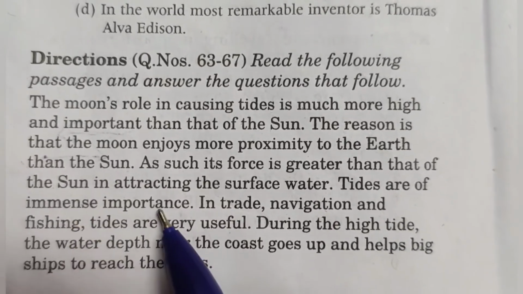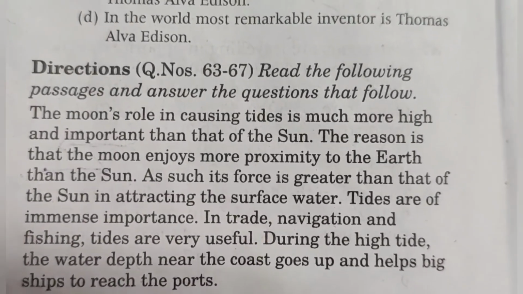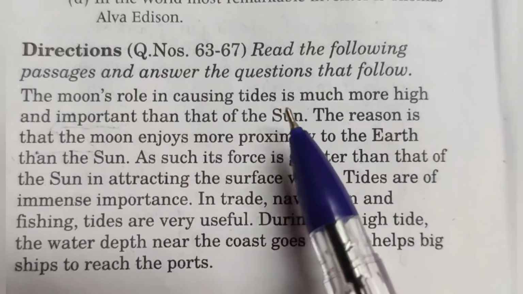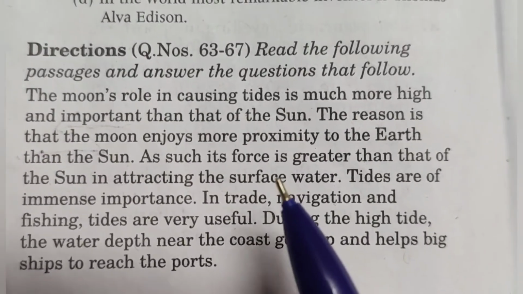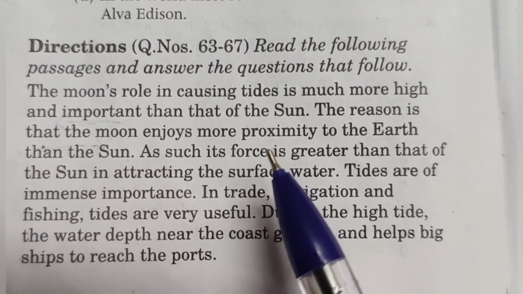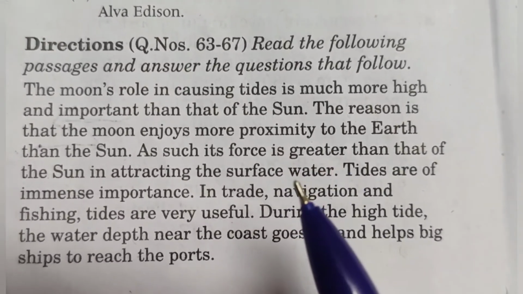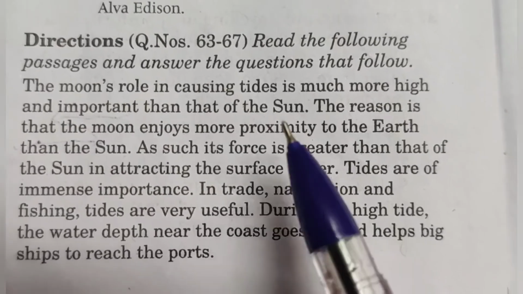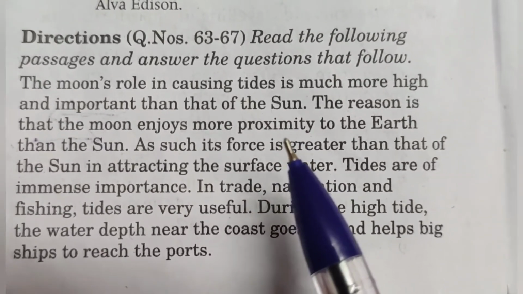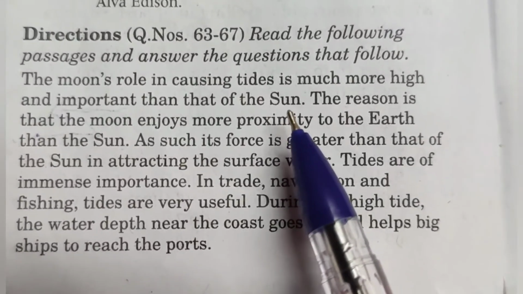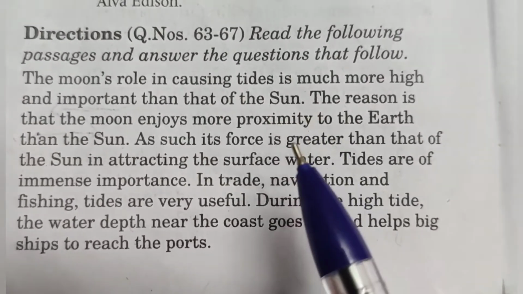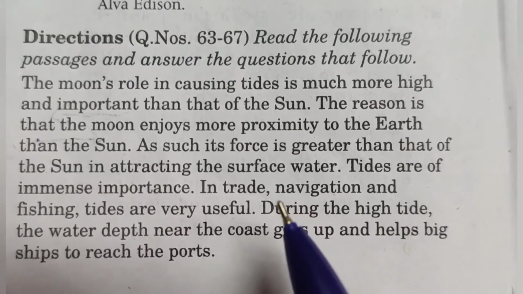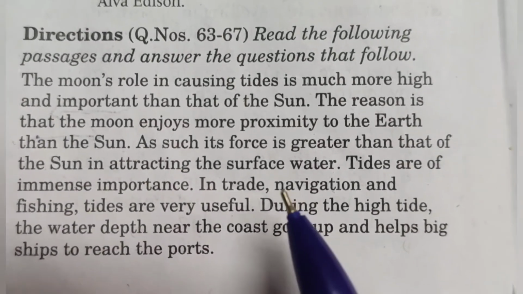Tides are of immense importance. Tides means waves in the sea. Moon is much closer to the earth than the sun. So the gravitational force of the moon pulls the surface water in the earth. That is how you find tides in the sea. Since the sun is very far away from the earth, the gravitational force of the sun does not cause any tides. The gravitational force of the moon causes tides. And now in this passage we are going to see what are the advantages of this tide.